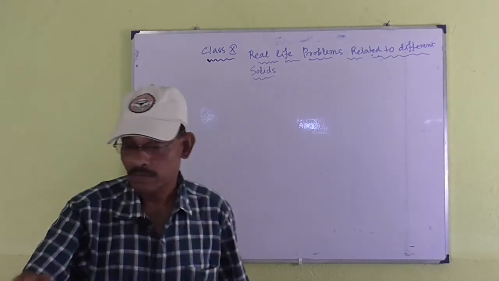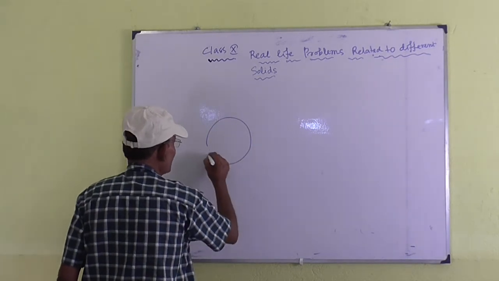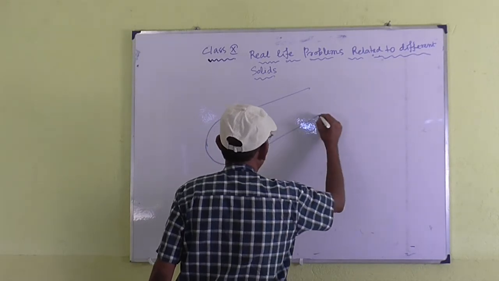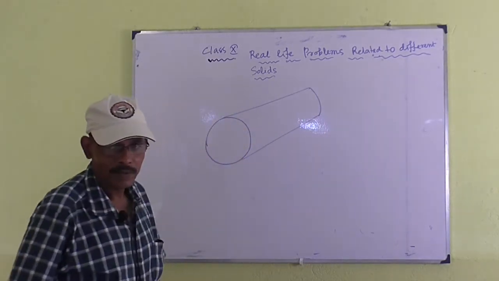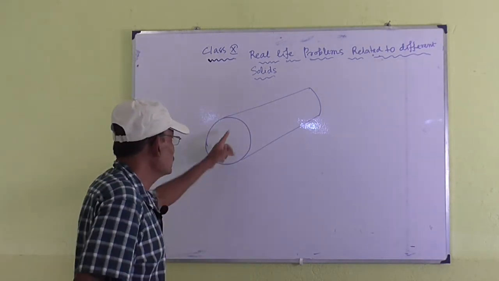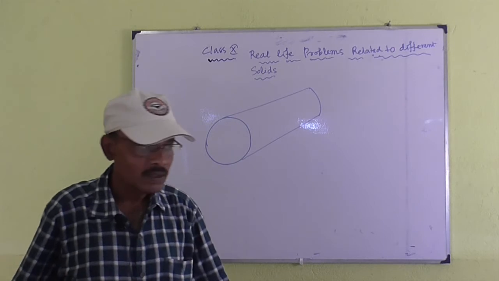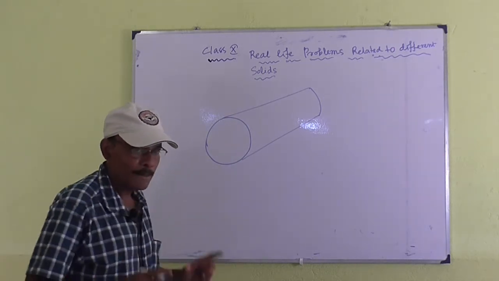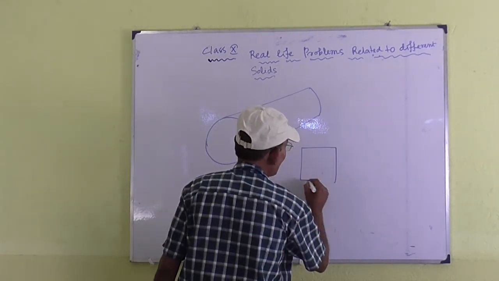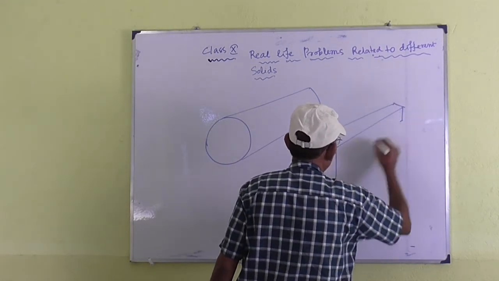This is a log made of a tree. Clear? So here the section of the log is a circular section. Now you have to find a log like this, rectangular. This is the rectangular parallelepiped.